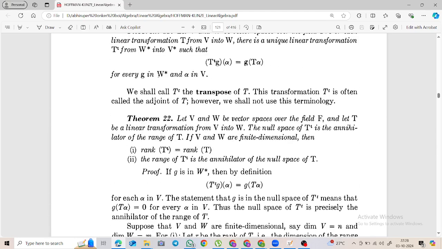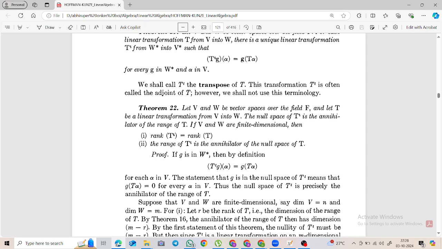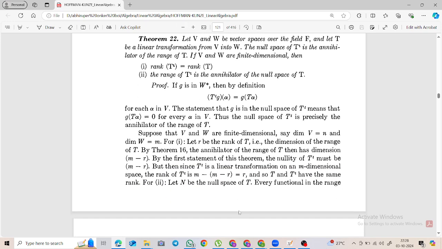Okay, so let's read this theorem. Let V and W be vector spaces over the field F, and let T be a linear transformation from V into W. The null space of T transpose is the annihilator of the range of T. Okay.